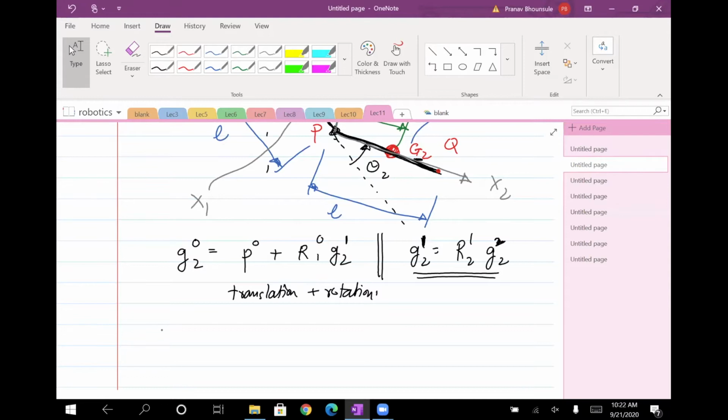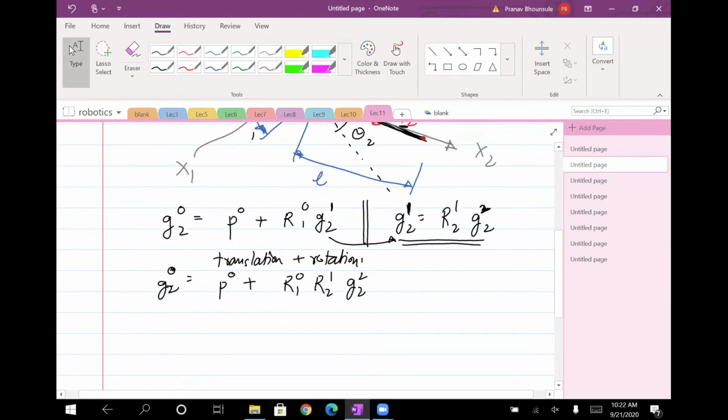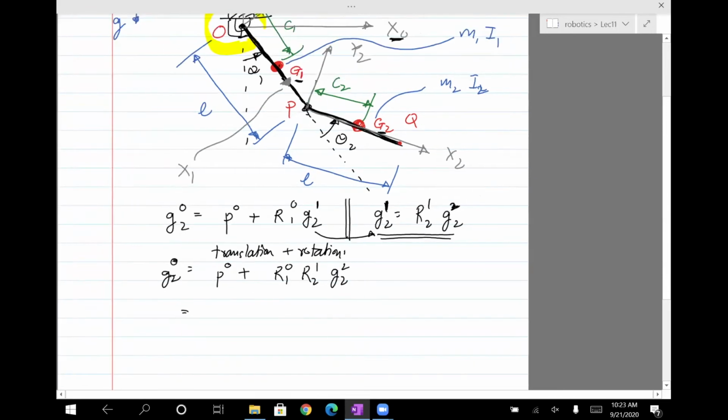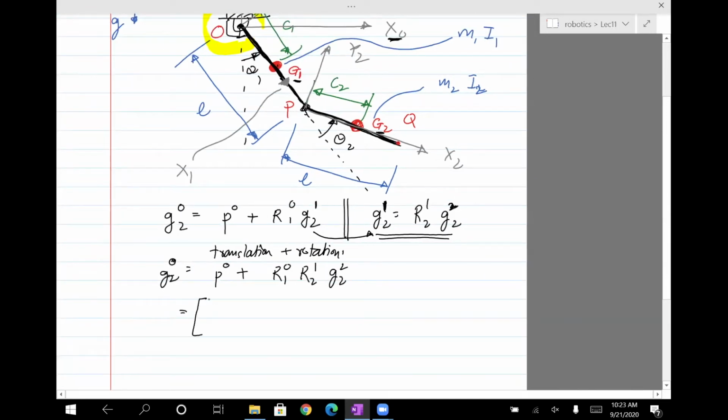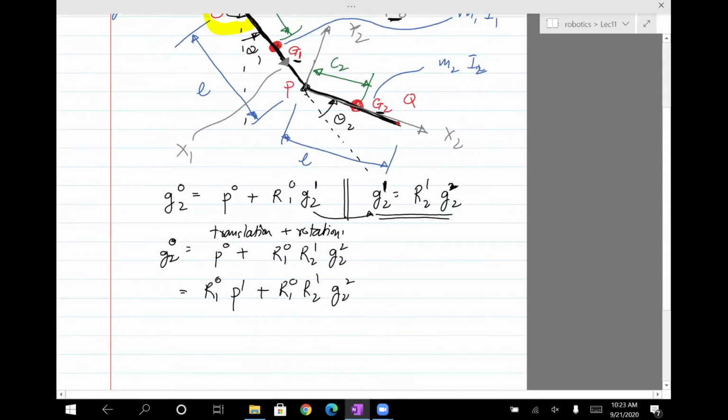So G20 equals P0 plus R10 times, subbing this, we have R21 G22. So let's write the formula for P in frame 0. That's going to be simply that rotation matrix we talked about, R10 times the position of P in frame 1. If you want, I can write it like this. Okay, so now let's sub in. R10 we wrote down as something to do with 270 plus theta 1.